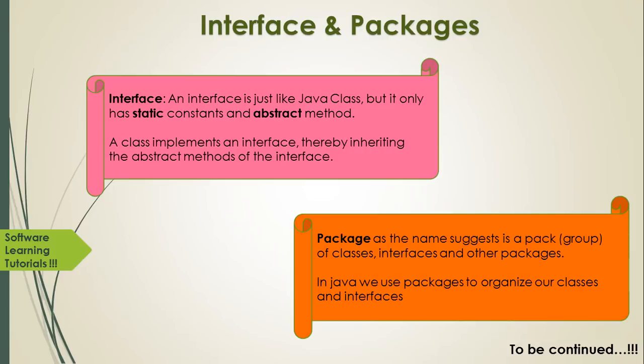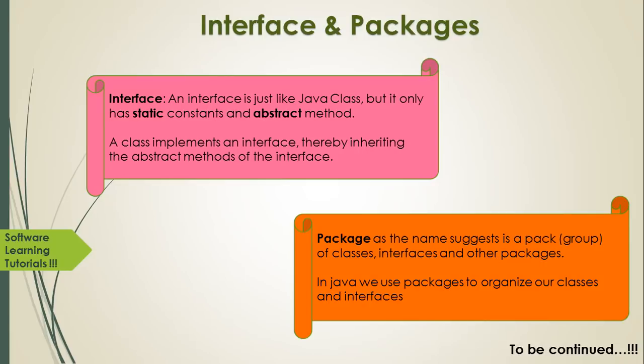Interface is just like a Java class. Okay, nothing else. It's similar to the Java class, but it only has the static constraint and the abstract method. So this is the key difference between the Java class and the interface. A Java class can have any methods and any constraint, but in the interface you only have the static constraint and the abstract method, right?